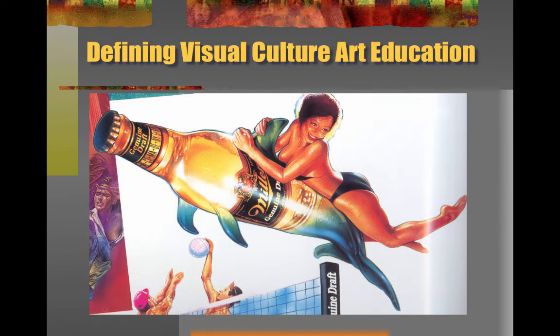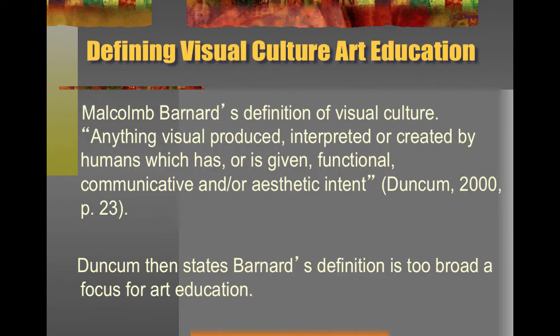So, defining visual culture art education, as I show this advertisement for Miller Genuine Draft Beer, that we could go on and on about as to its sexualized meaning as an advertisement. Defining visual culture art education: Malcolm Barnard's definition is anything visually produced, interpreted, or created by humans which has or is given functional, communicative, or aesthetic intent. Well, that's about as broad as you can possibly make it.